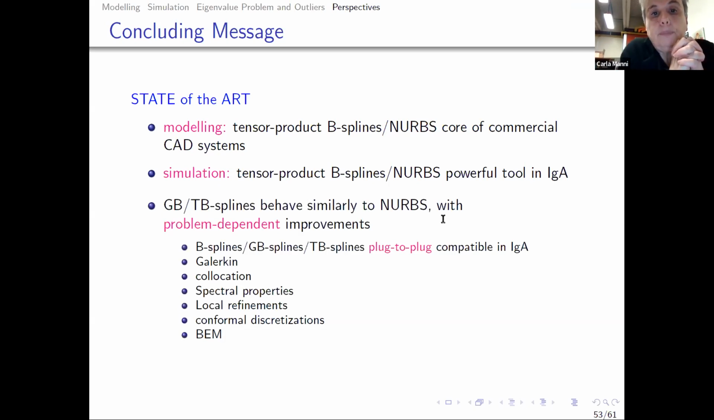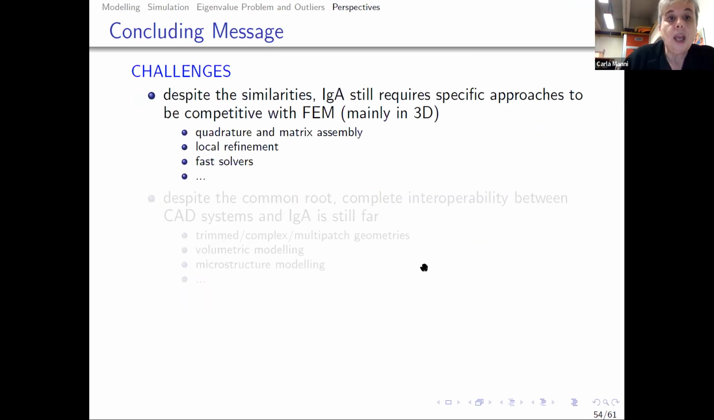So let me briefly conclude this survey. We know that splines, and actually the rational version, are the core of computer-aided design systems. They are also interesting in the context of numerical simulation, and they have received, in a sense, a renewed interest thanks to isogeometric analysis.